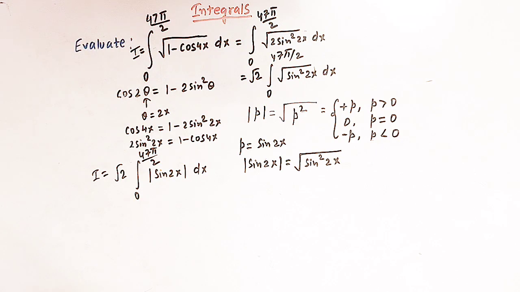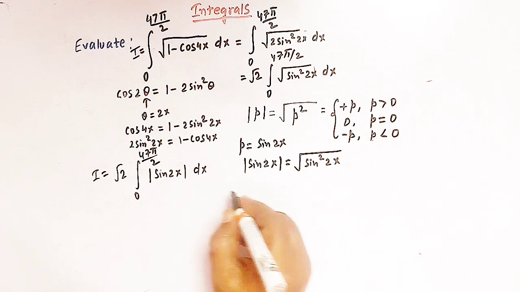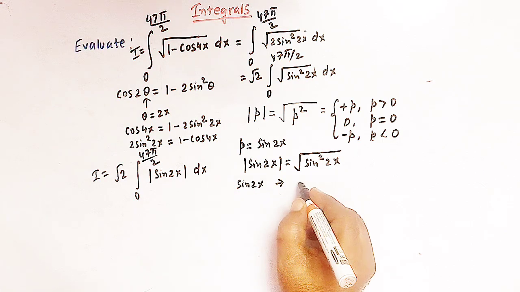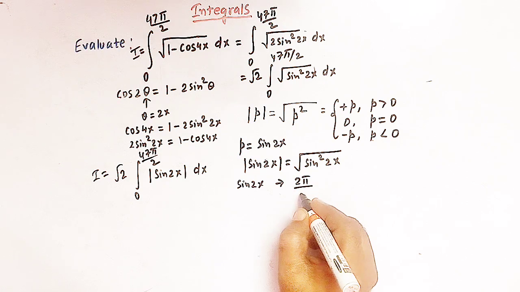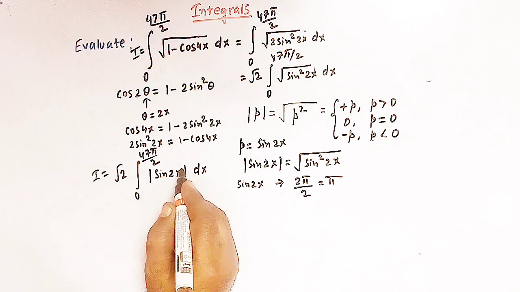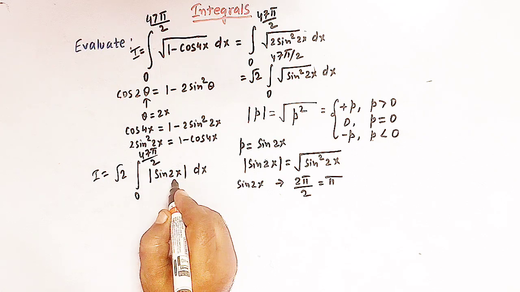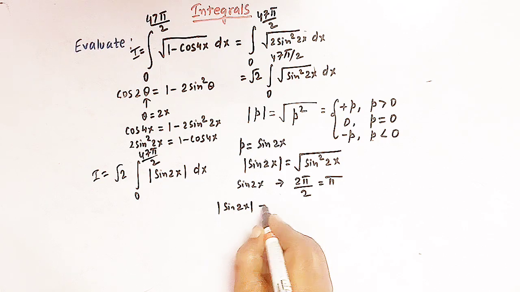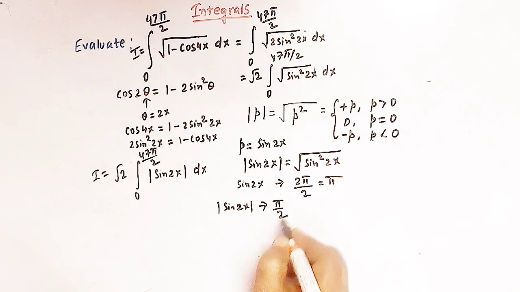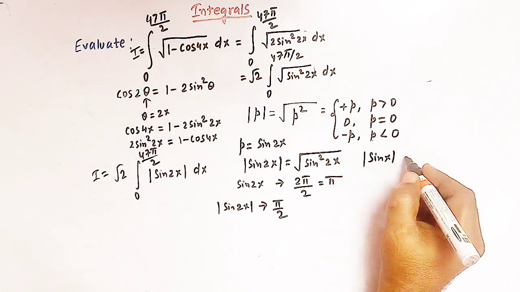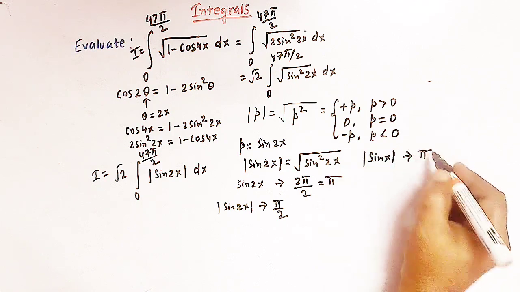Now let us utilize the concept of periodic function, right? Now see, the period of sine 2x is given by 2 pi over 2, that is equal to pi, right? But here we have a mod of sine 2x, right? So the period of mod of sine 2x is given by pi over 2, because we know that the period of mod sine x is given by pi, right?